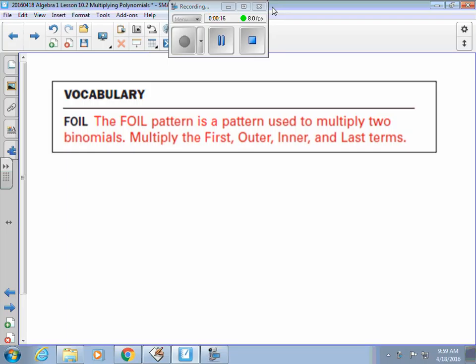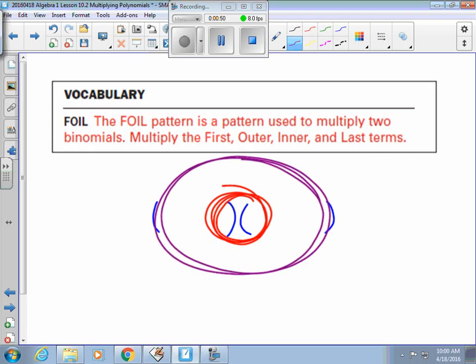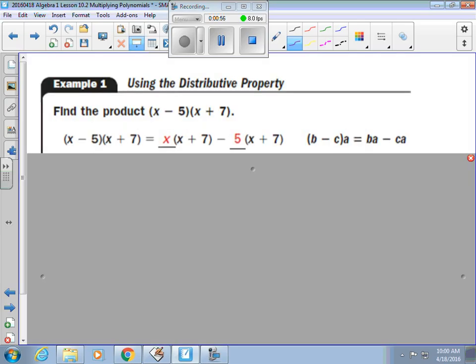FOIL is just an acronym that stands for first, outer, inner, last. Most people understand the difference between the first terms and the last terms, but get confused with the outer and inner terms. If you're looking at two binomials, we talked about the difference between monomials, binomials, and trinomials last week. If you think about it in terms of a dartboard, the inside terms are the ones closer to the middle, and the outside are the ones on the outside.